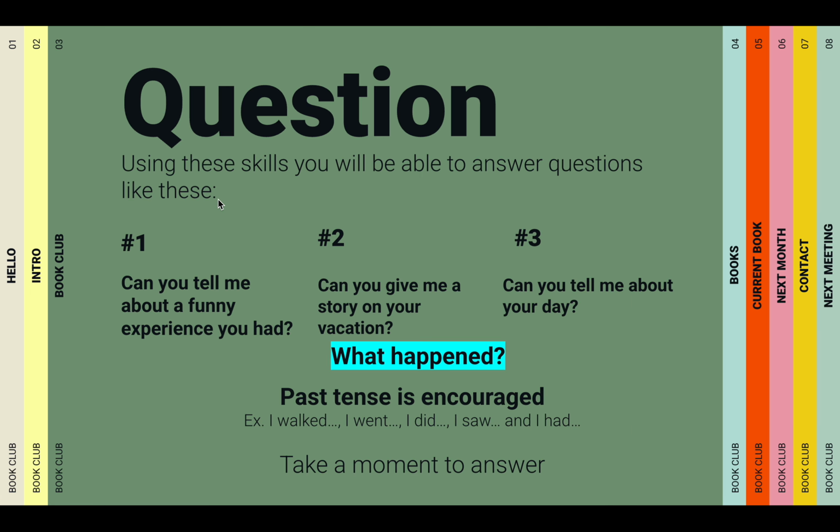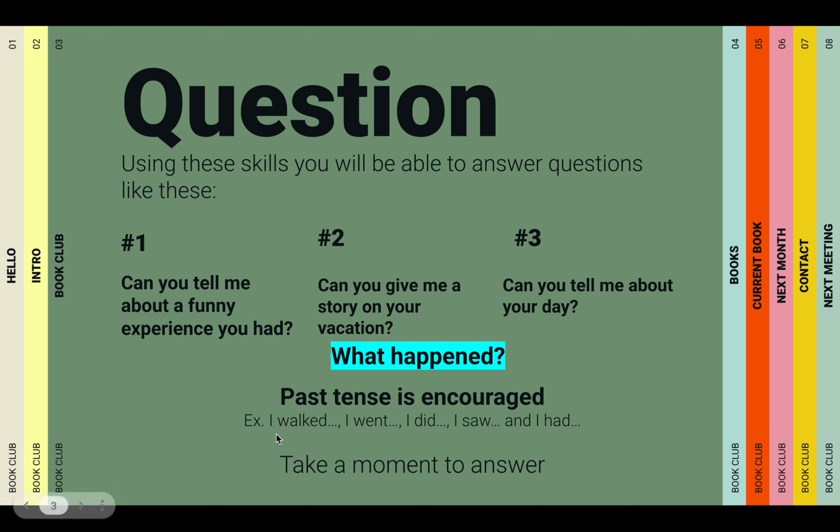Our questions. So we will be able to answer these questions in the upcoming lesson. We will be able to answer, can you tell me about a funny experience you had? Can you give me a story on your vacation? Can you tell me about your day? And then you're going to tell me what happened. And then past tense is much encouraged when answering these questions.